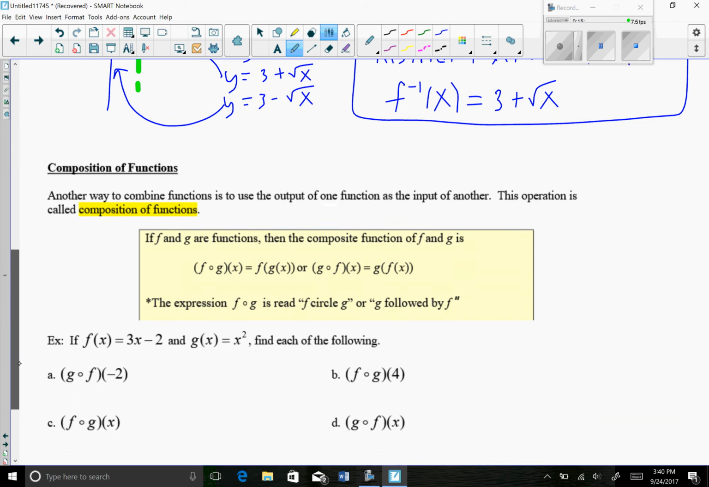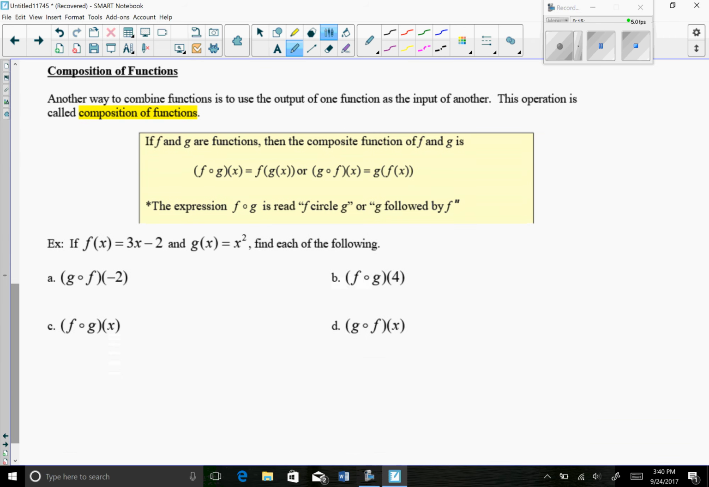All right, so the last part we're going to look at is compositions of functions. Another way to combine functions is to use the output of one function as the input of another. Of course, we remember doing this last year because that's called composites of functions. So we can write this a couple different ways.